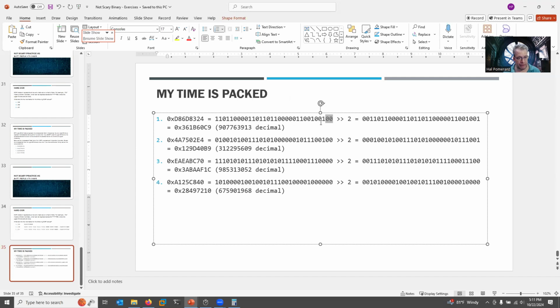Once you right shift this 2 places, you move the zeros from the end here to the top. And so this is the actual nanoseconds value. Translate that back to hex, it's 361B60C9. Plug that into your trusty calculator, and it's that in decimal. And so you can do that with all 4 values. It's basically convert it to binary, move the zeros, convert it back to hex, and then if you want, you can translate it into decimal. Right. Welcome to my world.